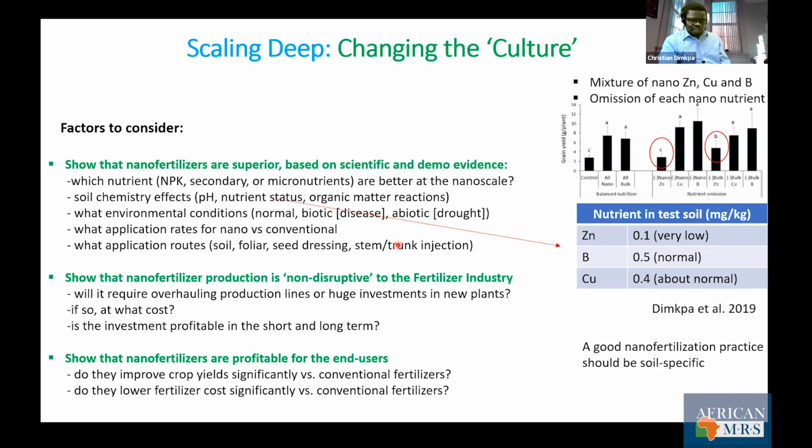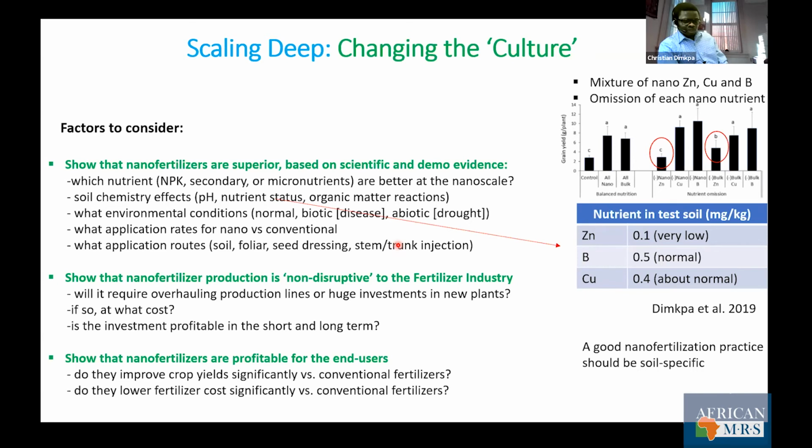So that will be to show the evidence that this works and they are better than the conventional materials. But that has nothing to do with the industry itself. Now you have to consider the industry. What do they need? How do you need to convince them that your nanofertilizer is not disruptive to their industry? Because industries have already set out standard operating procedures. It is difficult to change those procedures because they're expensive and they are already set, almost like set in stone.